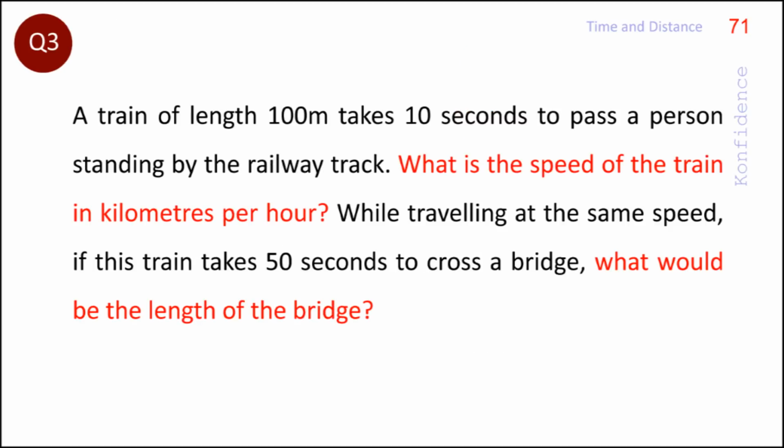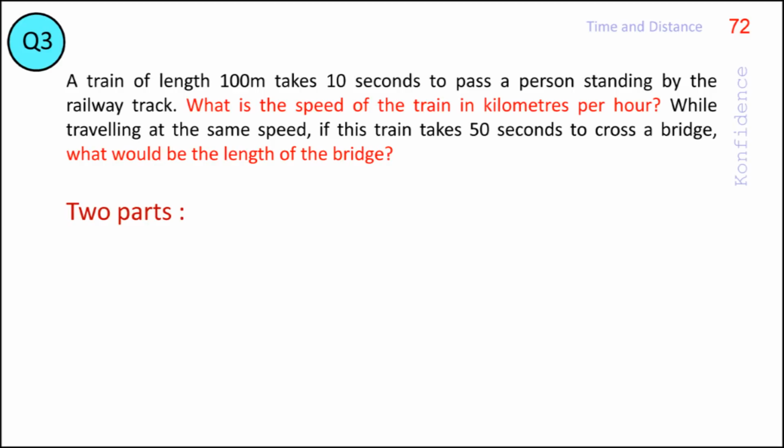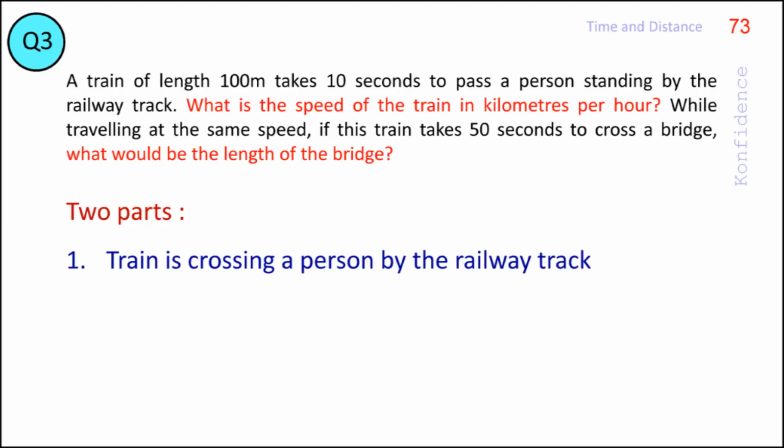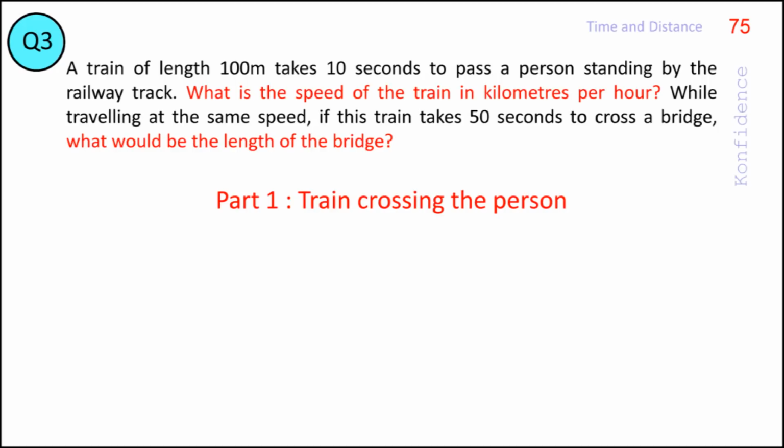Now let us look at question Q3. There are two parts to this question. In the first part, a train is crossing a person by the railway track, and in the second part, the train crosses a bridge. We are asked to find the speed of the train and the length of the bridge. We know that speed is distance by time. The train takes 10 seconds to pass the person.